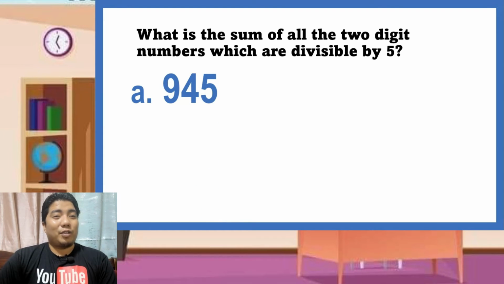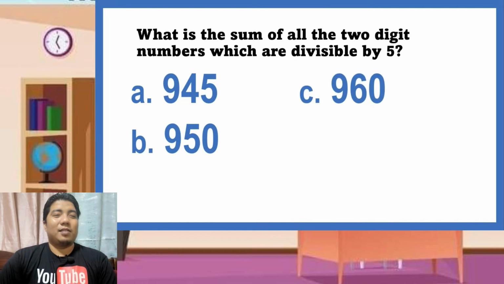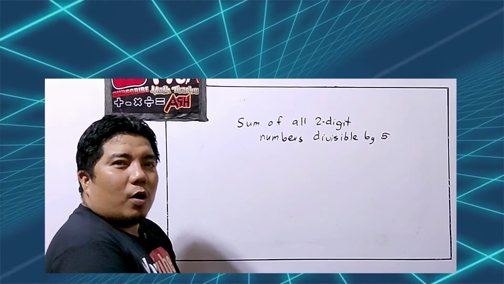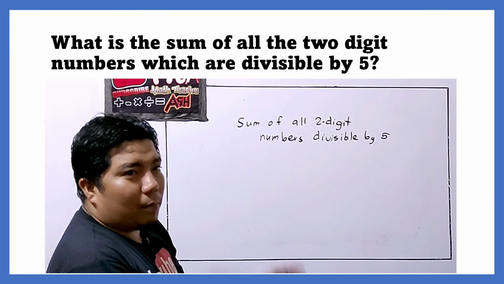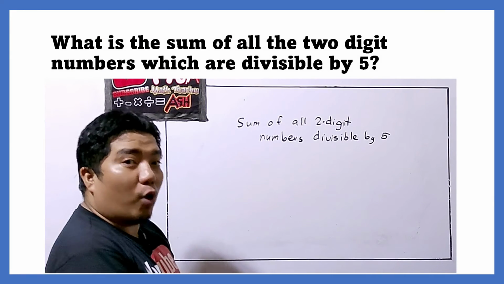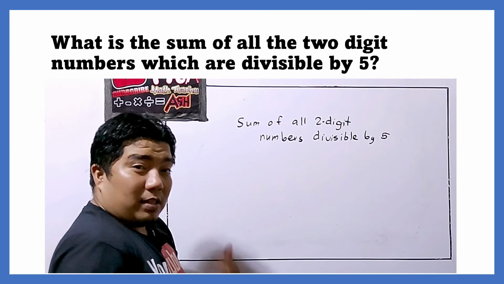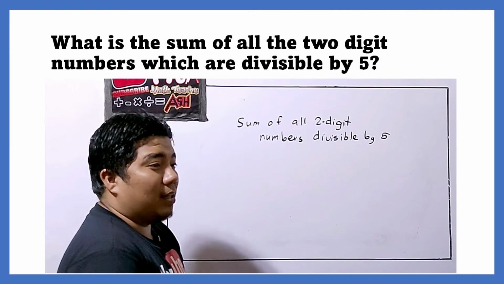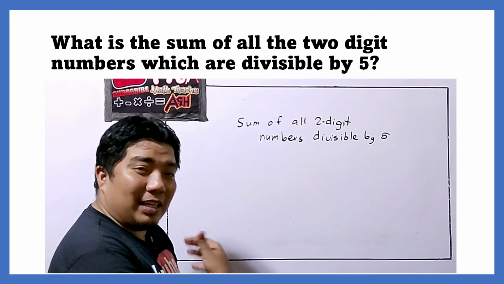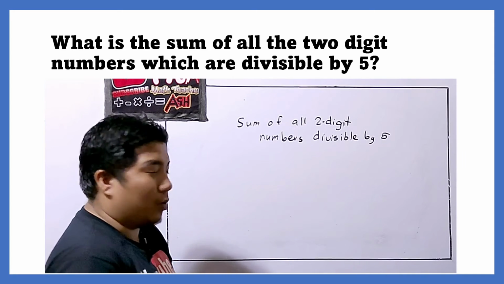A, 945, B, 950, C, 960, or letter D, 1050. And okay, my dear math learners, the next problem we have is, what is the sum of all 2-digit numbers divisible by 5? Now, the divisibles of 5 are very easy. Those are numbers ending in 5 and 0, right?